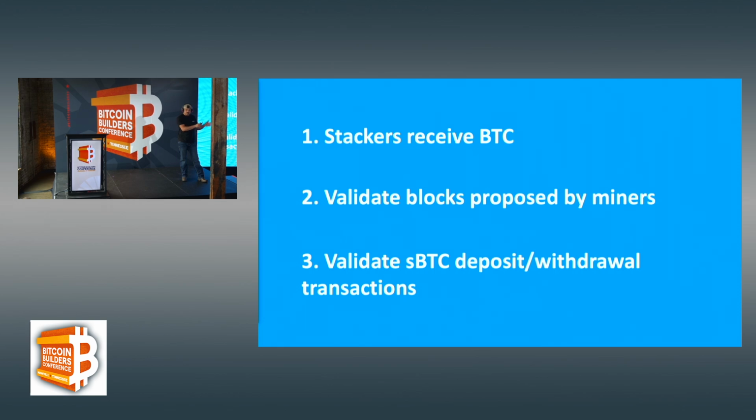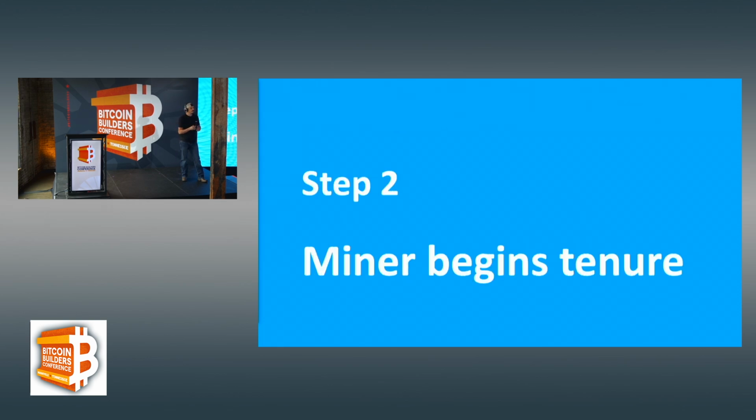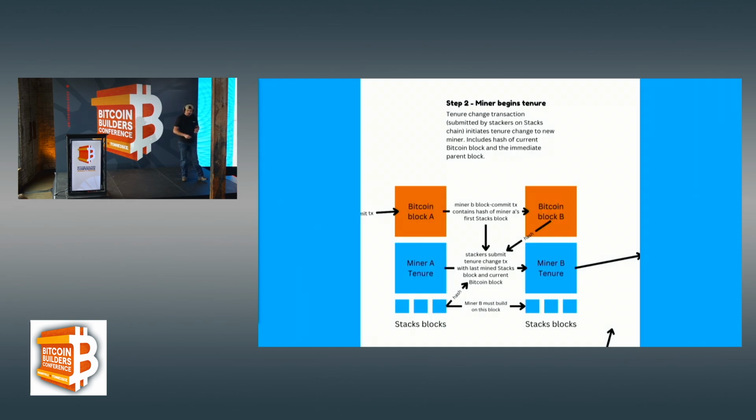So, step 1, miners are going to send that Bitcoin. Assuming that miner is selected by that weighted random function to be the next miner, then they're going to begin their tenure. This is where they're responsible for creating and proposing new blocks by including transactions from the mempool. Note that they're only responsible for proposing the new blocks, and we'll get into the second half of that in a second. But there's a lot going on when a new miner begins their tenure, so we're going to spend a little bit of time on this diagram right here.